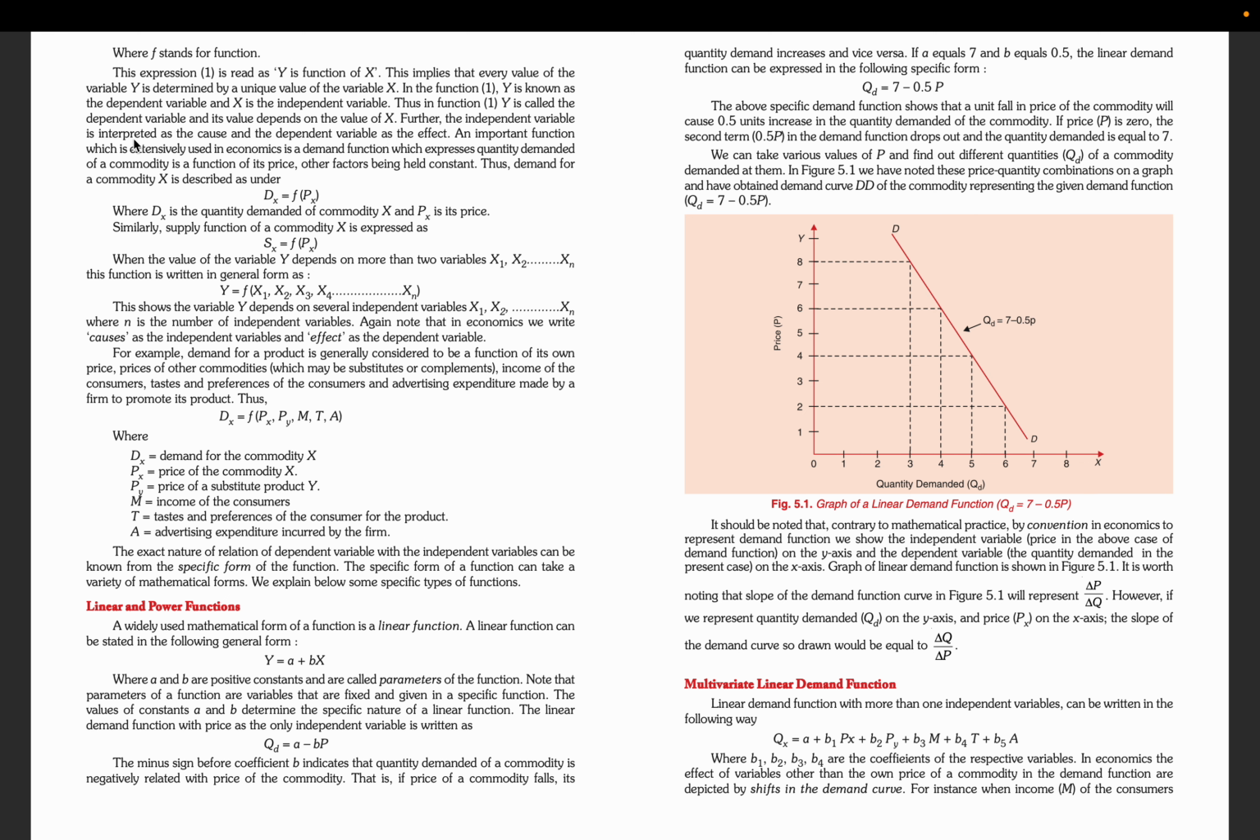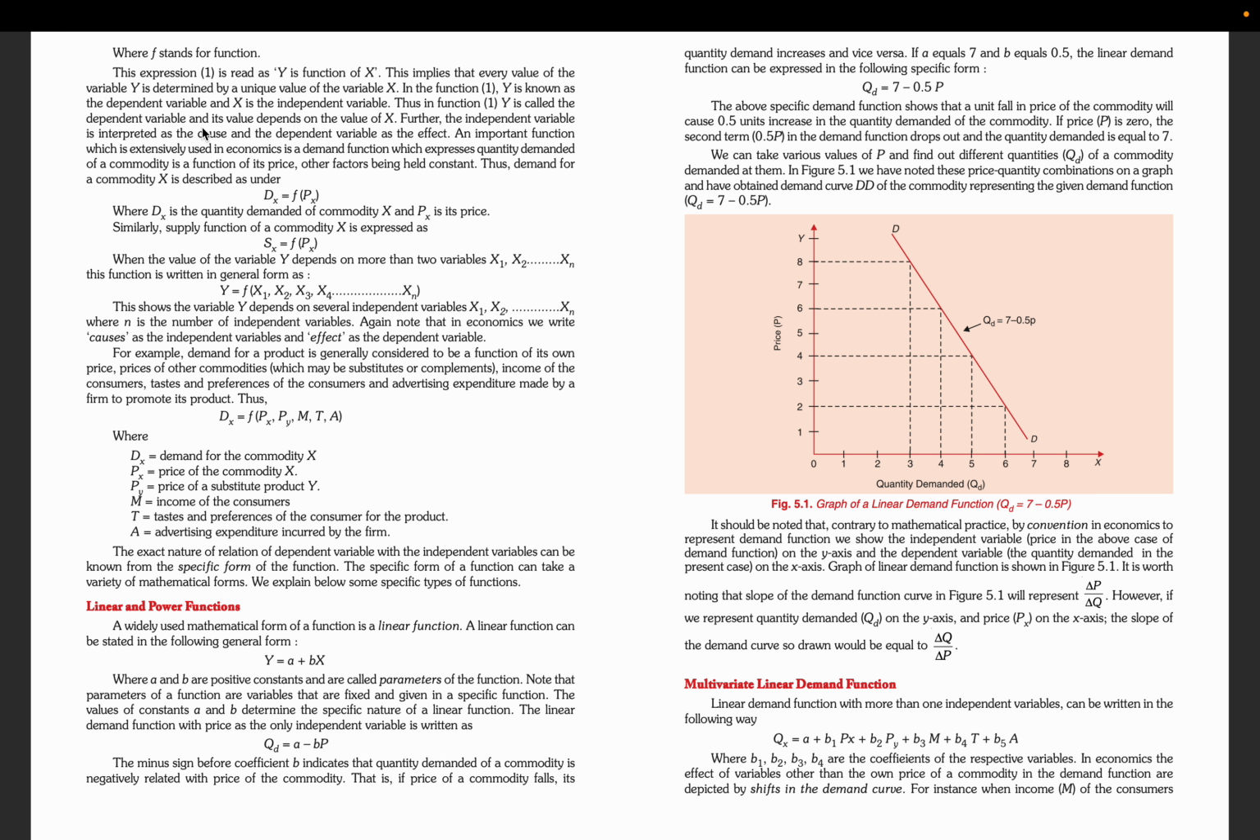This is again something that you can call cause and effect. So the dependent variable, or the y in this case, can be called an effect, whereas x is called a cause. Why? Because x is causing the value of y to be something. So x is the cause and y is the effect.